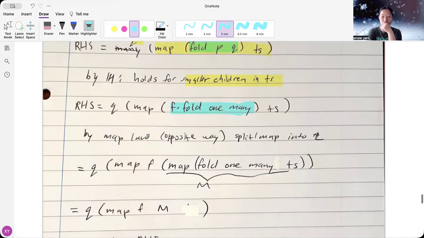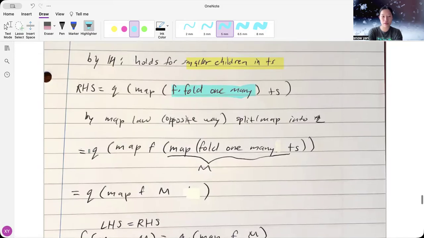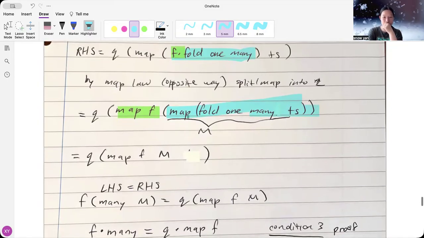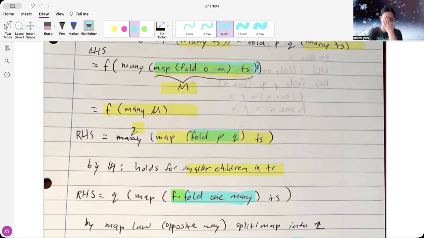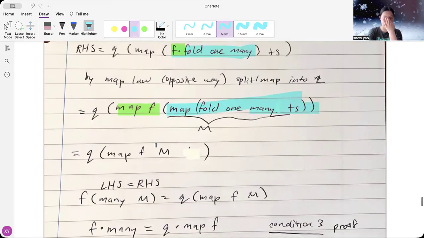And then we're going to use the map law, but the opposite way. So we're going to split one map into two, because if you map one thing and then map the other thing, you could have done map one thing and then map the next, right? So instead what we're going to do is Q and then we're going to map f first, right? So we're going to first do map f and then we're going to map the remainder, which was map fold one many TS. So this would be the second. And we see that this latter part would just be M, that we defined earlier over here. This is the exact same thing. So hence we can write it as Q map f of it.